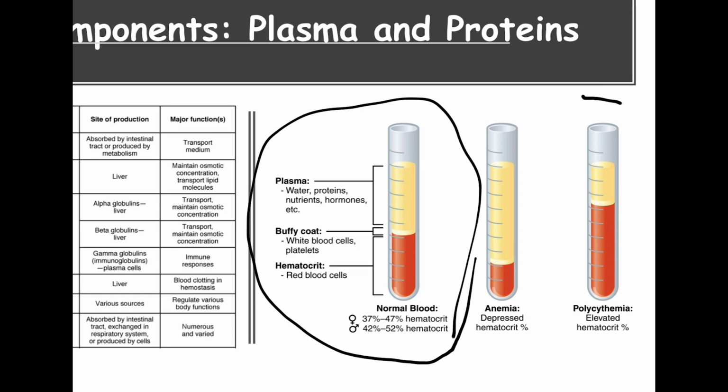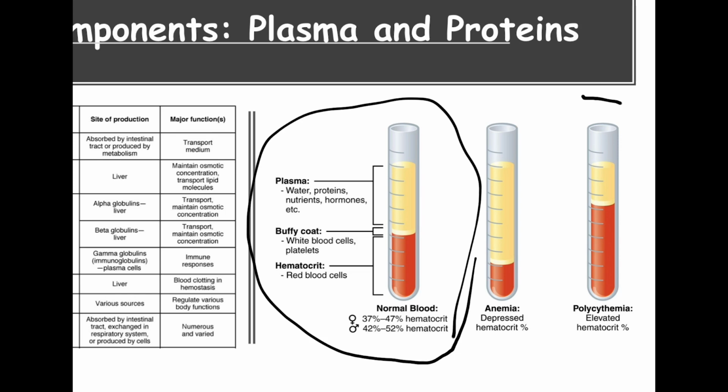If we look at the first one, which is considered normal, the plasma contains the water, nutrients, hormones, and other factors. The second layer is called the buffy coat, which contains the white blood cells and platelets. And then the last component are the blood cells, specifically red blood cells, and that makes up the hematocrit portion of the sample. Now, if we look at the other two, they look slightly different.